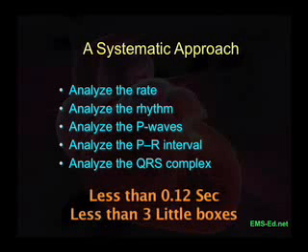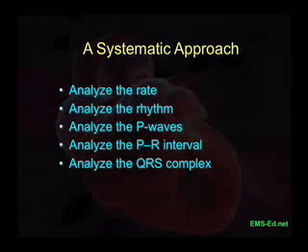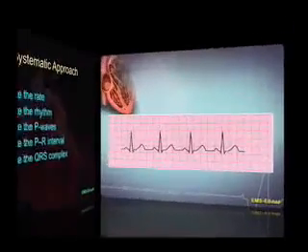Is it wide or is it narrow? Does it contain a physiological or pathological Q wave? Does it contain a delta wave? Again, sometimes things that are more germane in the setting of a 12-lead acquisition than in a 3-lead. So now let's jump in.